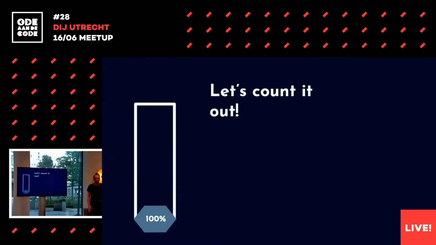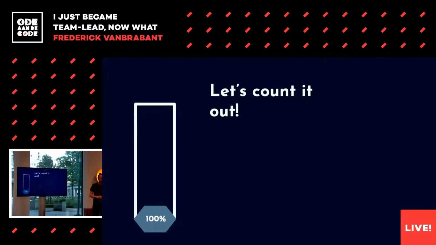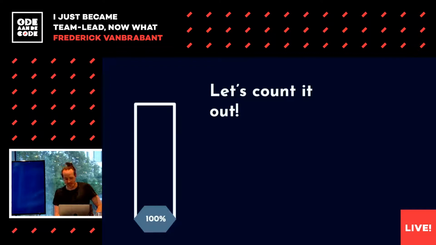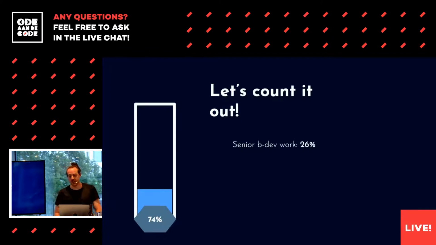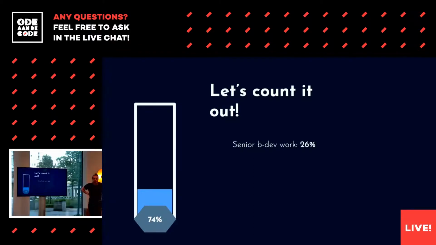But you're a good team lead, so you're going to count it out in advance. To the left, I have a beautiful bar, which is your budget. And let's count out some numbers here. So it's 2 months. We have 1 senior developer, and it's going to take up 26% of your budget for 2 months work. Okay, sure.